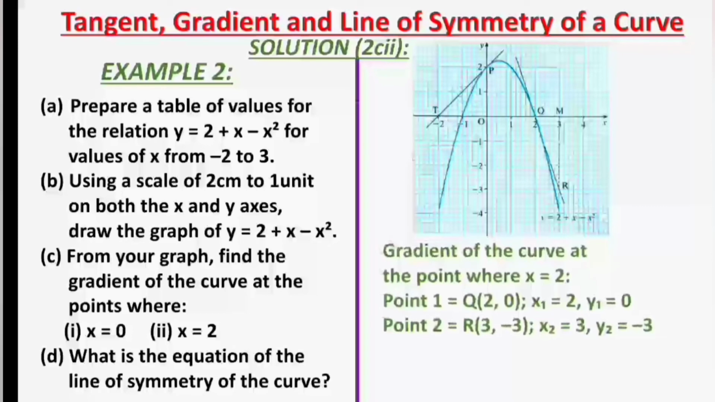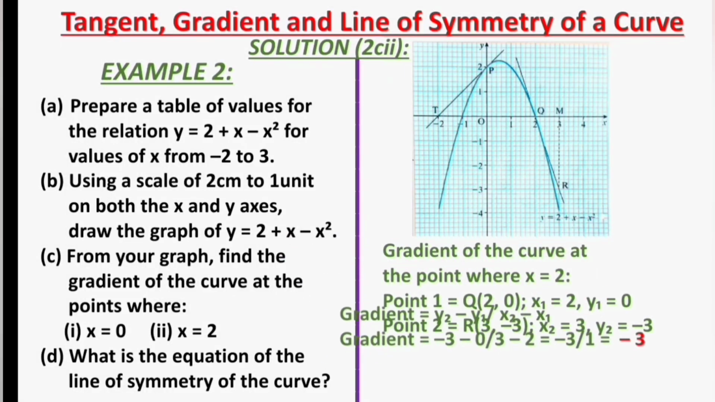Let point 1 be Q, having the coordinates x is 2, y is 0. That makes x1 to be 2 and y1 to be 0. Let point 2 be R, having the coordinates x is 3, y is minus 3. That makes x2 to be 3 and y2 to be minus 3.